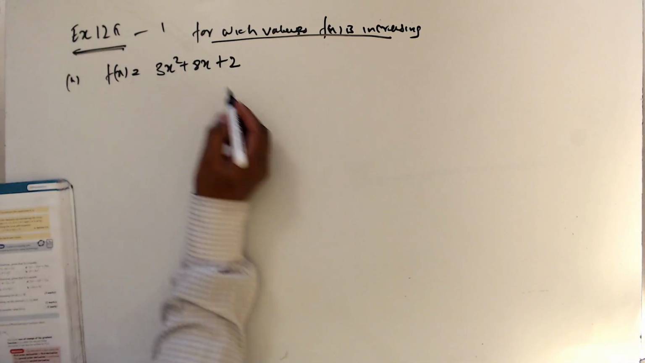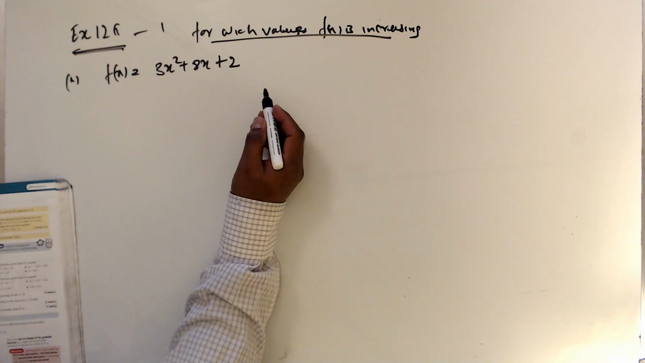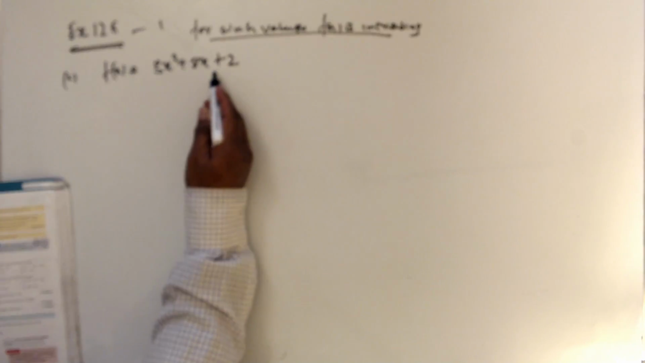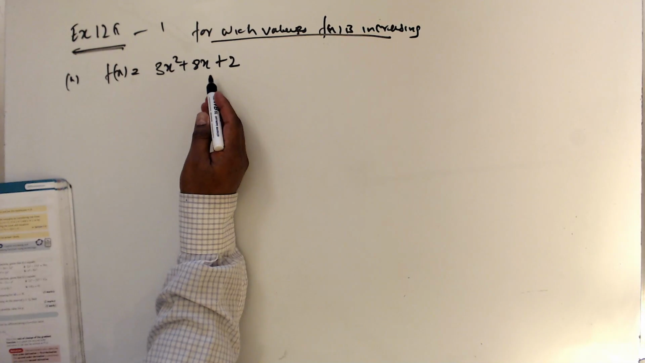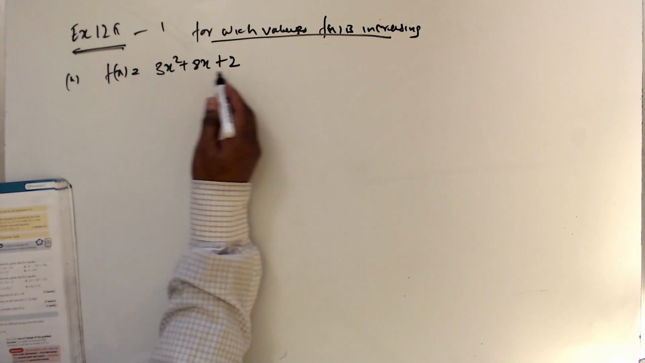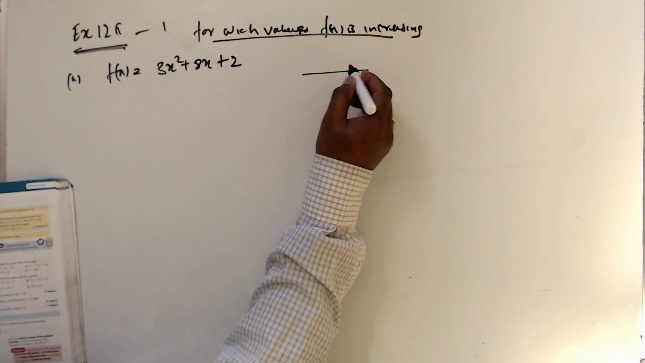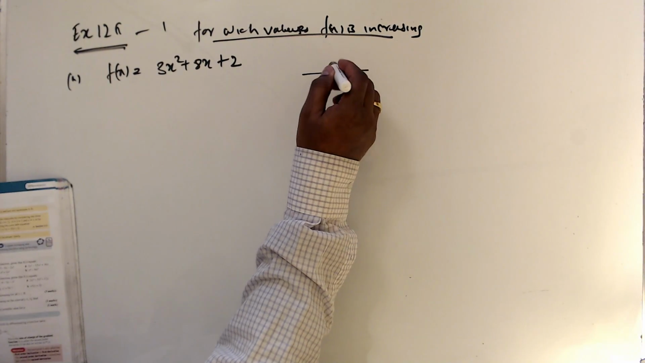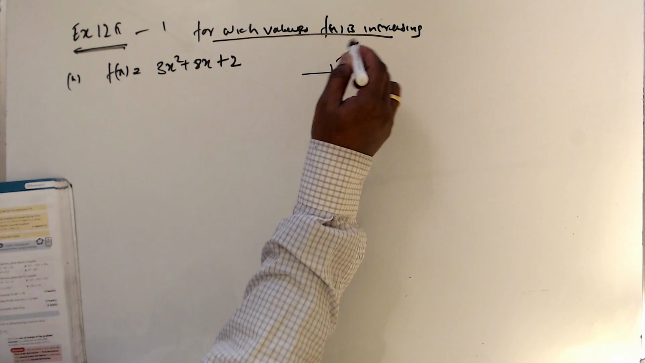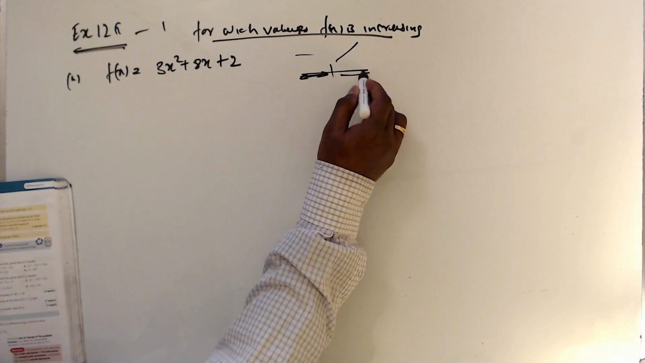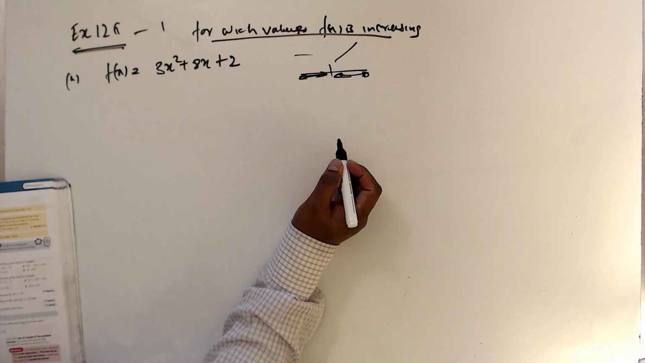Exercise 12G: for which values of x is f(x) increasing? So we want to find which values give this graph a positive gradient. Increasing means positive gradient for some values. So this graph has positive gradient. So we want to find which values on the x-axis.